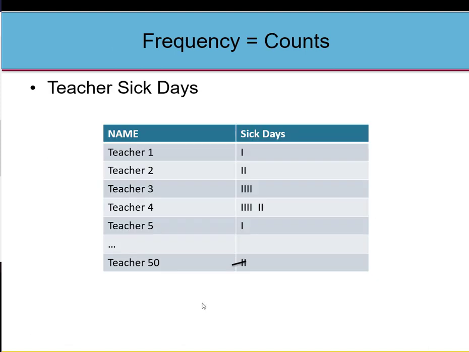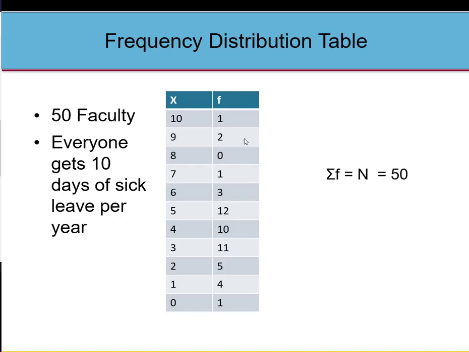And then for the frequency column, tallies are determined for each value, and the sum of the frequencies will equal the sample size. So for example, if a school district allows 10 sick days per year for teachers, and we have a total of 50 teachers, we can keep a tally like this of this teacher took 1 sick day, this teacher took 2 sick days, this teacher took 1 sick day, or we can do it as a frequency distribution. So we have 1 person took 0 sick days, 4 people took 1 sick day, 5 people took 2 sick days, and so forth.